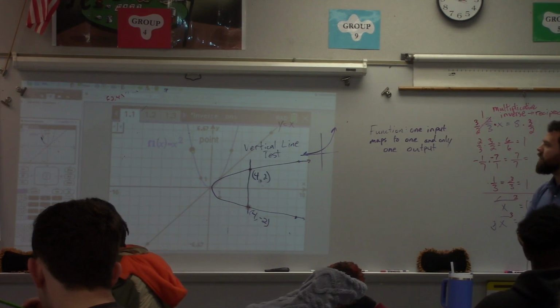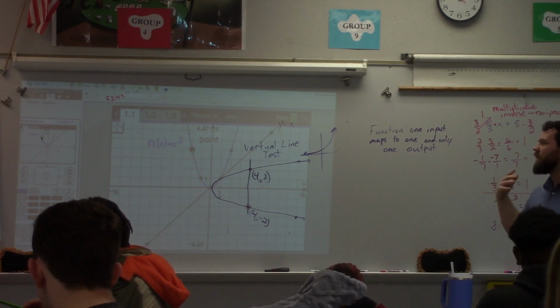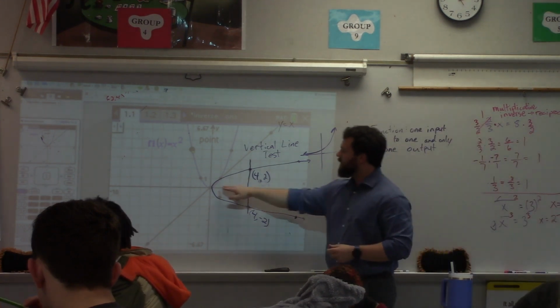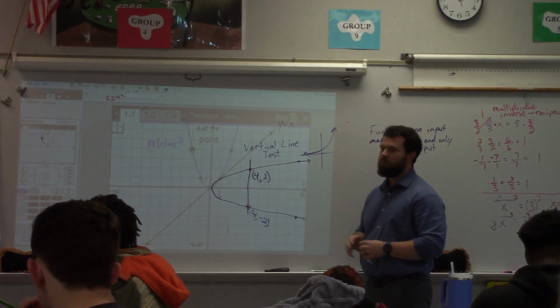So here's what I want to ask. Anybody have a prediction what the inverse function would be? How could I type in an equation to get this inverse right here?